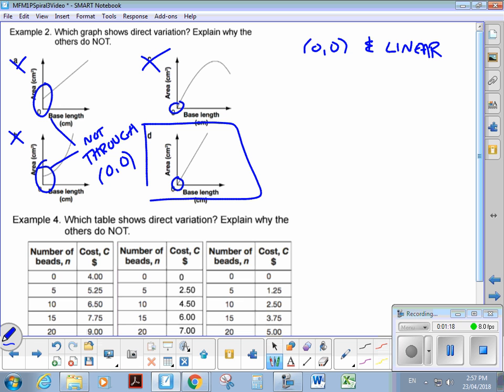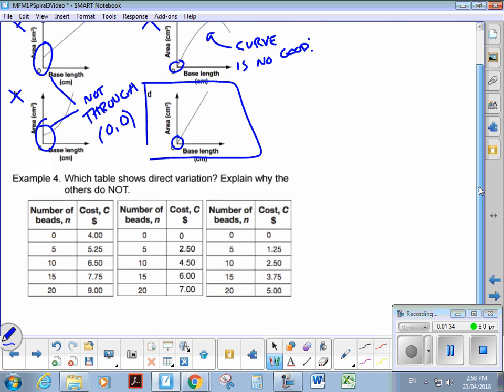All right? There's no direct variation with a curve. So the curve is no good. There's some excellent English for you. All right. Questions with that? You've got to pause the video and ask the teacher because I can't see your hands.